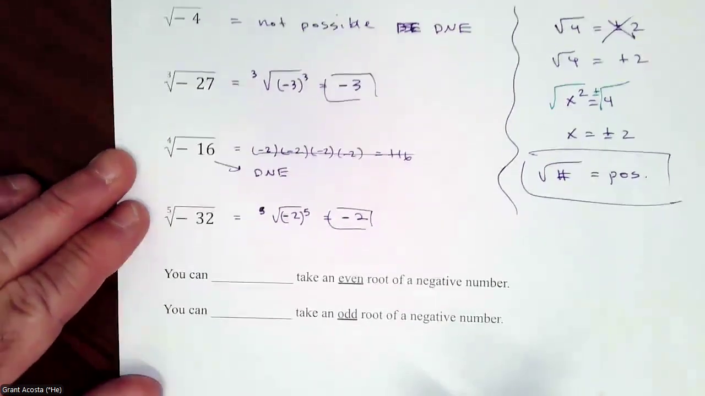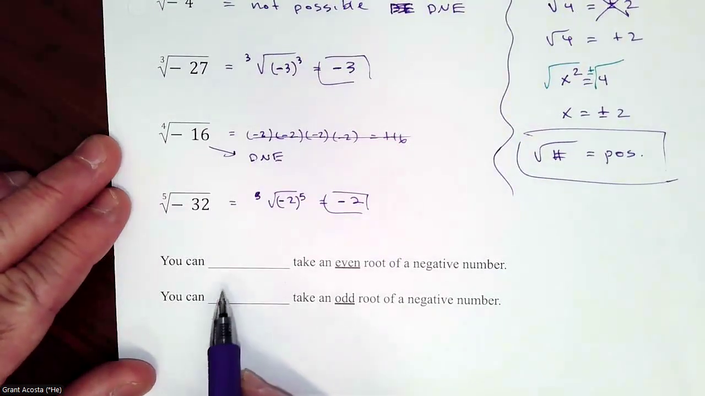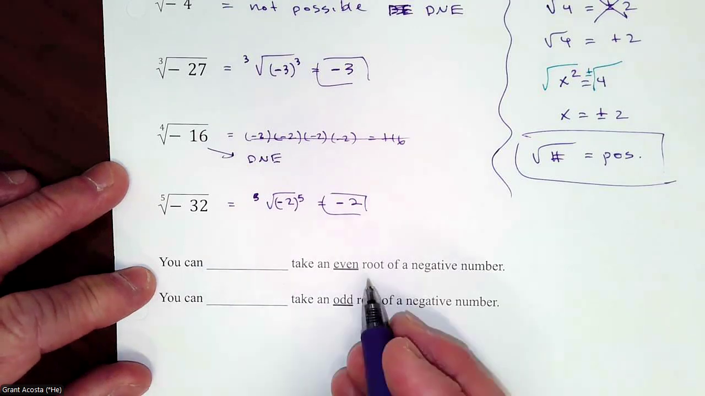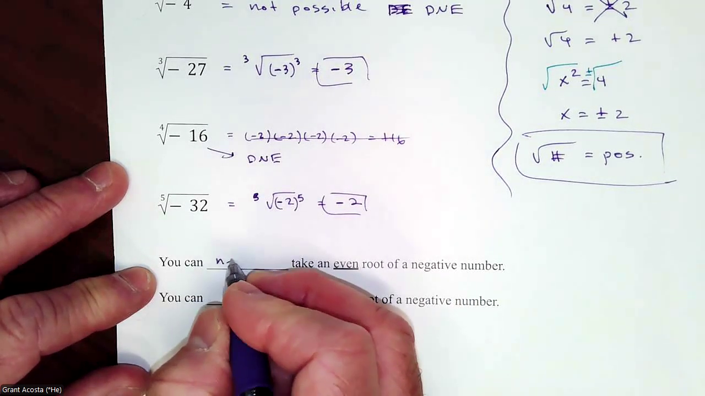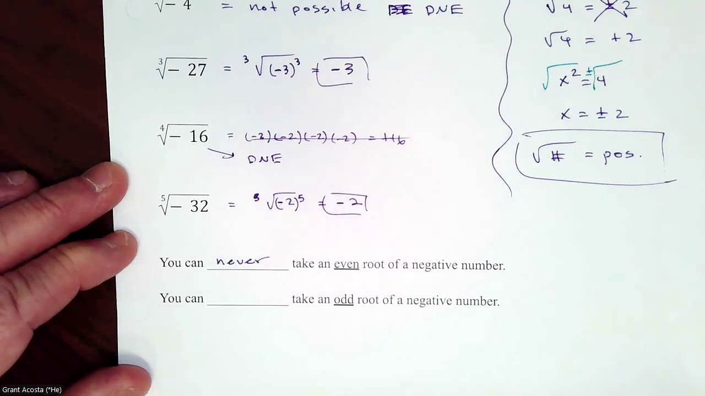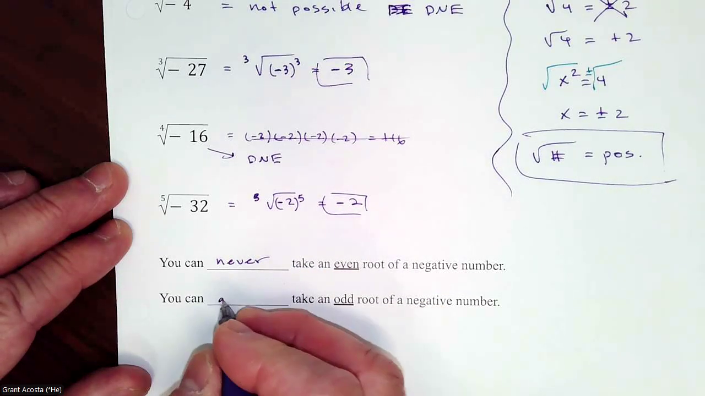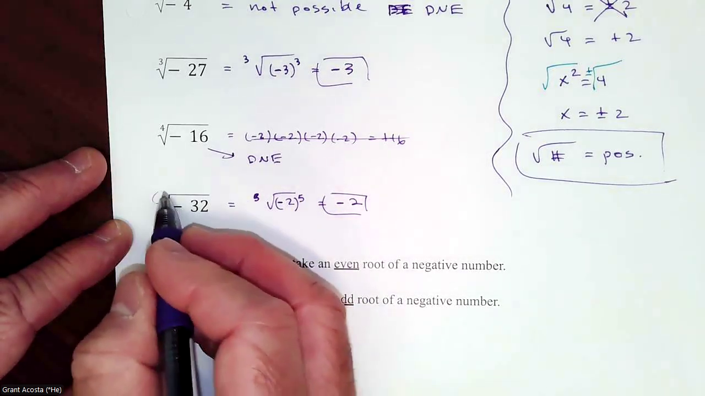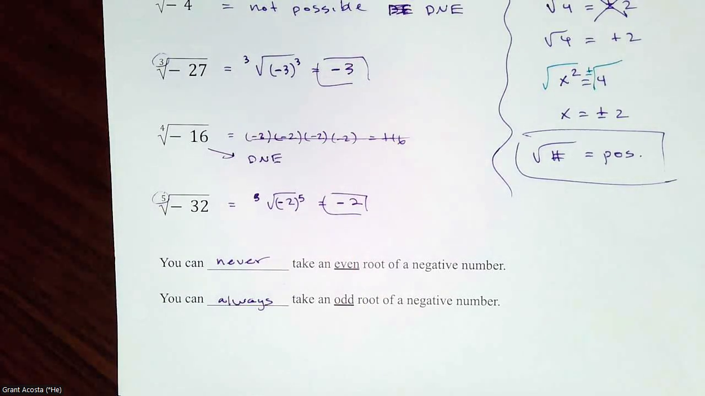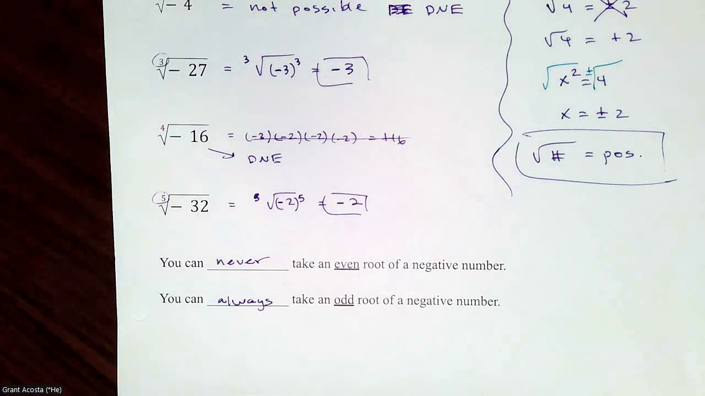So what's the message here? You can never take an even root of a negative number, unless we're using imaginary numbers. But you can always take the odd root. What I mean by an odd root is 5, 3, 7, right? You can take an odd root of a negative number, but never an even root.